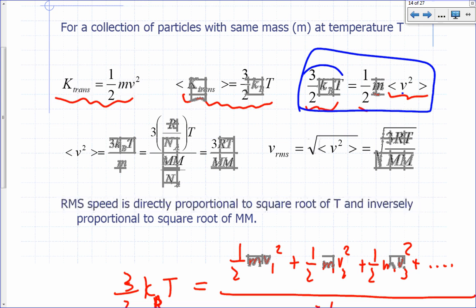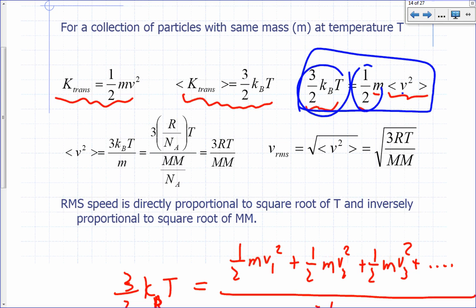It's 3/2 kT divided by 1/2 m, right? So what would that be? This is going to be 3/2 kT divided by 1/2 m. So you can see your 2 cancels out. So that just gives you 3 kT divided by m. And kT, if you recall, is just R divided by Boltzmann's constant, if you recall. It's just R divided by Avogadro's number.